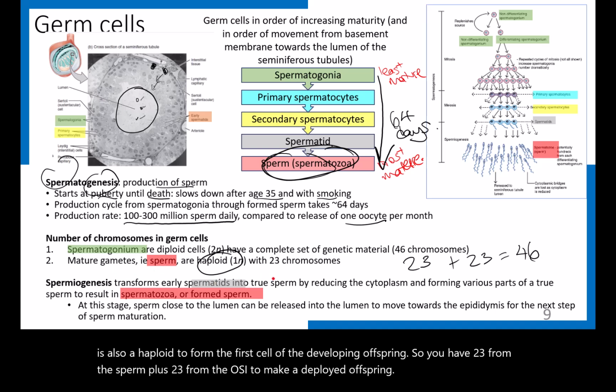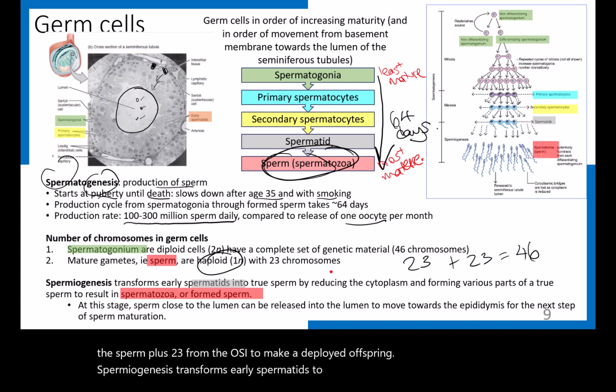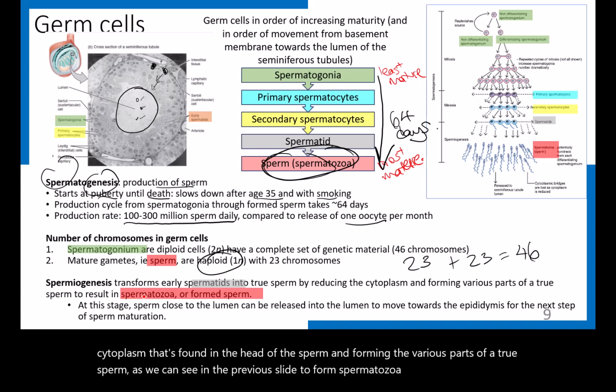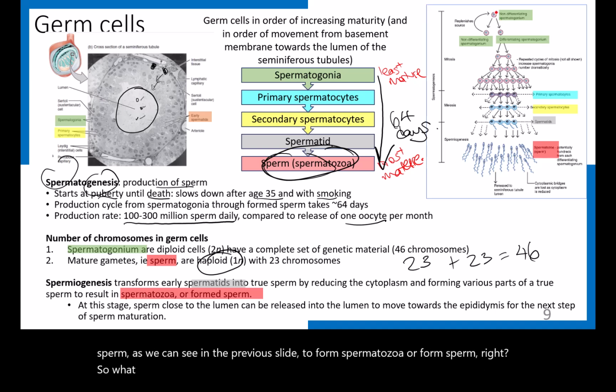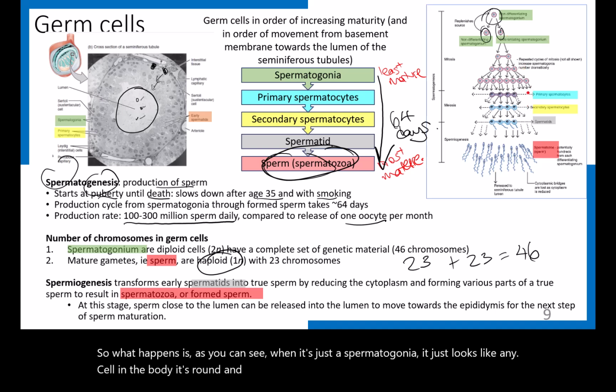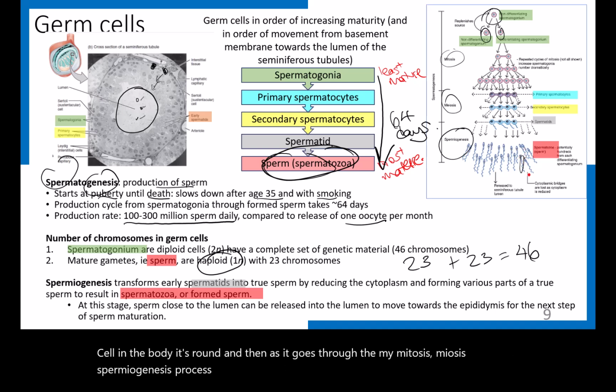Spermiogenesis transforms early spermatids to true sperm by reducing the amount of cytoplasm found in the head of the sperm and forming the various parts of a true sperm, as we can see in the previous slide, to form spermatozoa, or sperm, right? As you can see, when it's just a spermatogonium, it looks like any cell in the body. It's round. And then as it goes through the mitosis, meiosis, spermiogenesis process, it becomes more and more like the mature sperm.